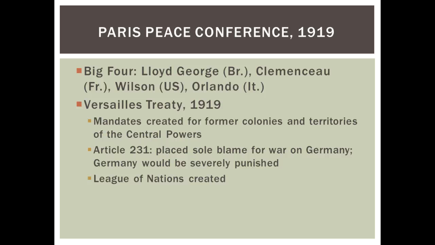1919, the big four: we have Lloyd George, the Prime Minister of Britain; Georges Clemenceau, the Prime Minister of France; President Woodrow Wilson from the United States; and Vittorio Orlando, who is the ruler from Italy. And a lot of other people are going to be there, but only four are allowed to leave the conference.